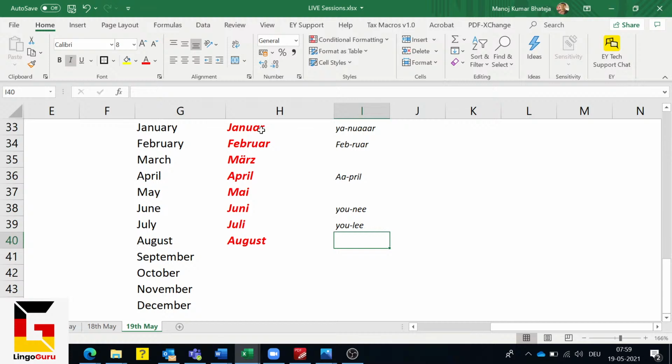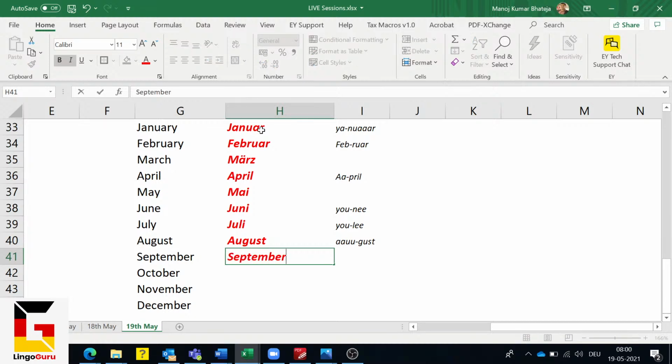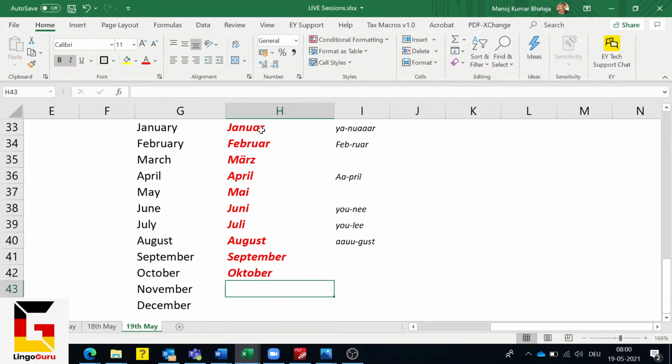August, it is written same, exactly same spelling like in English, but we pronounce it as August. September, it is written same, but it is pronounced as September. Oktober. Only the C is different. Instead of C, we have K. Oktober. Spelling is same. November.